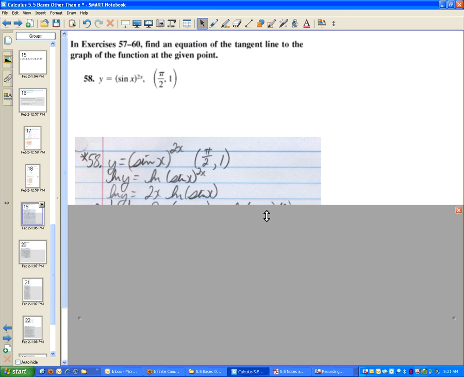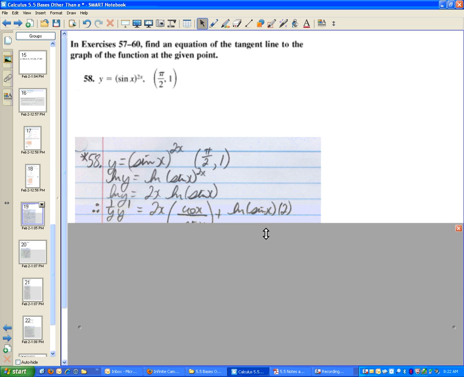On the left side, now it's got to be implicit differentiation because we don't have y equals. We've got the natural log of y equals, so that's different. So on the left side, treat that as u. The derivative of the natural log of u is 1 over u times the derivative of u. So the derivative of the natural log of y is 1 over y times the derivative of y.